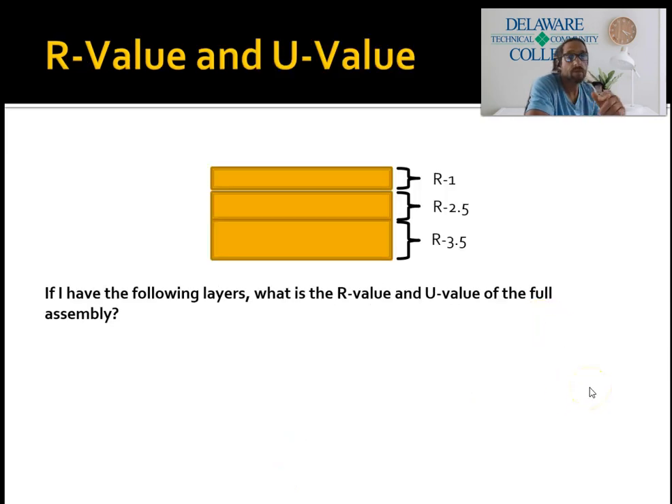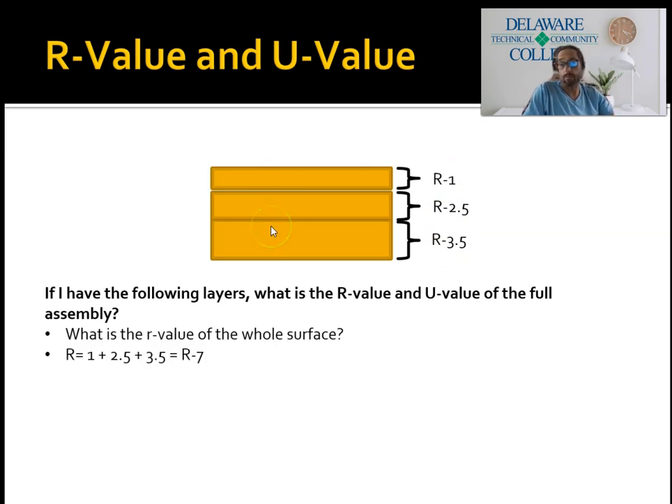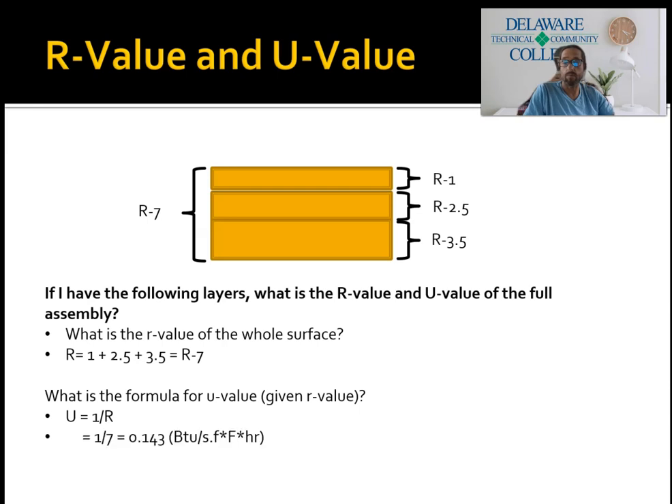Okay, this is again a review, so I'm going to go over this quickly. If I have these three surfaces, R 3.5, R 2.5, and R1 all stacked on top of each other, what's the total R value? To do that, you just add them up. That's it. So it's R7. And then if I want to figure out the U value or U factor, I just take the inverse, 1 over 7, boom, 0.143 BTUs per square foot per degree Fahrenheit per hour. So remember, a U factor is how many BTUs will travel through a square foot of surface if there's 1 degree temperature difference over the course of 1 hour. So that's where that unit comes from.